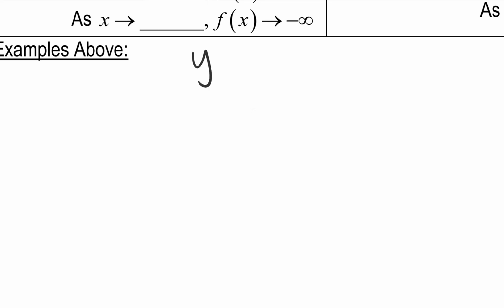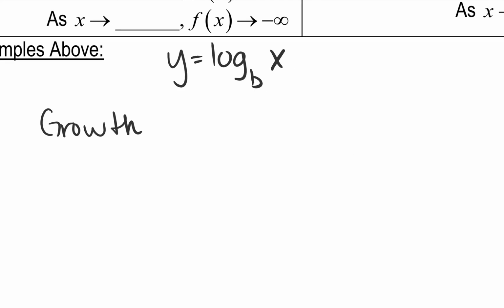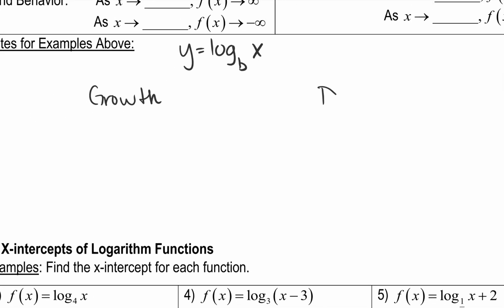So we all know that we have y equals log base b of x, okay? Now, we have growth and decay, just like with exponential. With growth, the way I find out if it's growth or decay is the same as exponential. I look at my b. If my b is greater than 1, it's growth. If my b is less than 1, it's decay. So that doesn't change, it just is in a different spot.